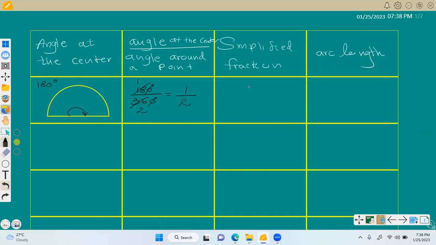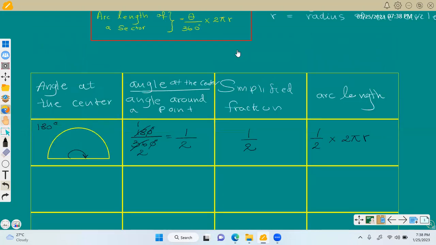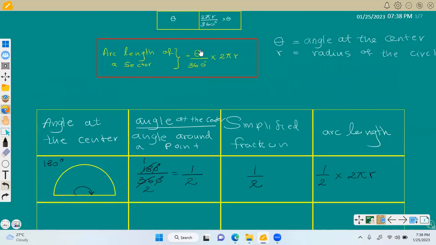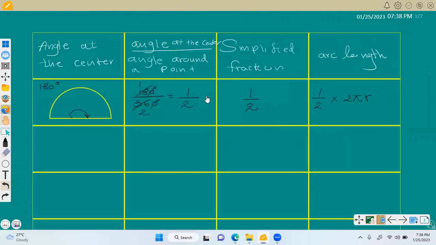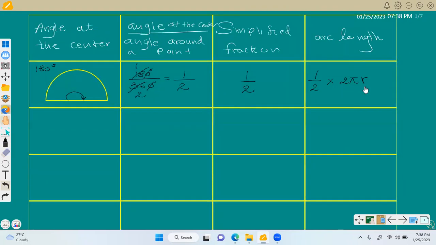So the simplified fraction is what? It is 1 upon 2. Then the arc length is what? It is 1 upon 2 times 2 pi r, because in the previous case, we substitute angle at the center upon angle around a point. This portion is substituted to the first term and it is multiplied by the arc length of a complete curved line, that means the circumference of a circle. Next, it is if it is 90 degrees.